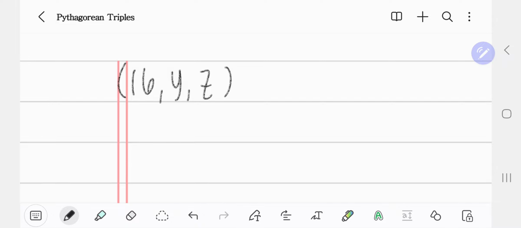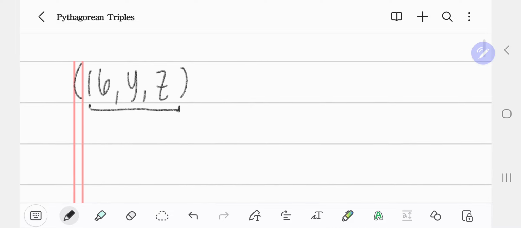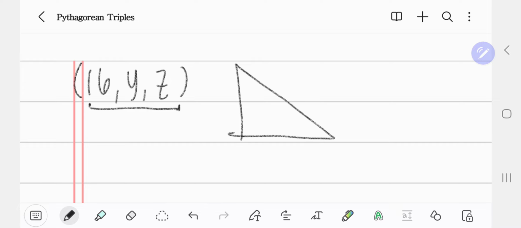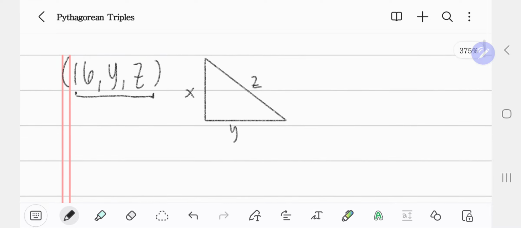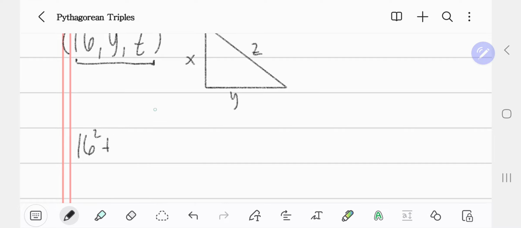In this one they don't have to be primitive Pythagorean triples, so just any of this kind of form. We're looking at right triangles and finding particular kinds of x, y, and z that work. So we're looking for integer solutions to 16 squared plus y squared equals z squared, our hypotenuse.